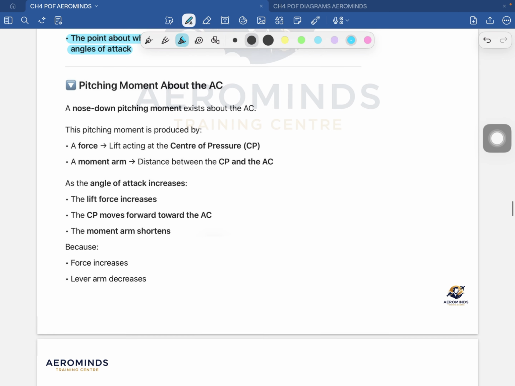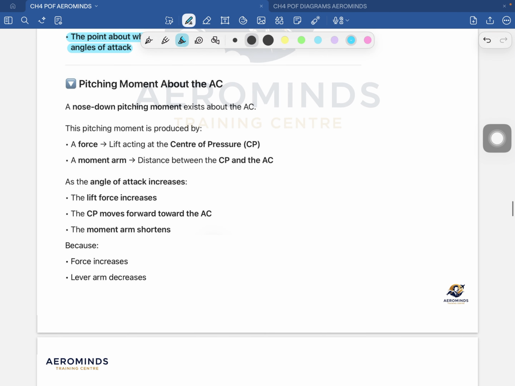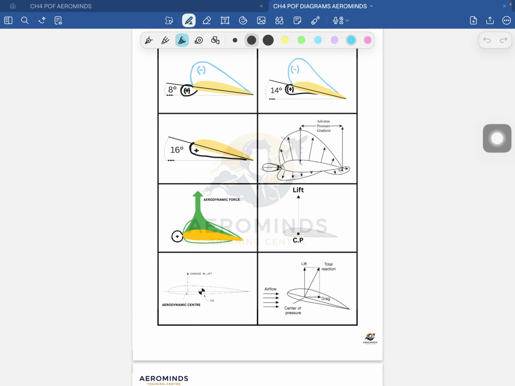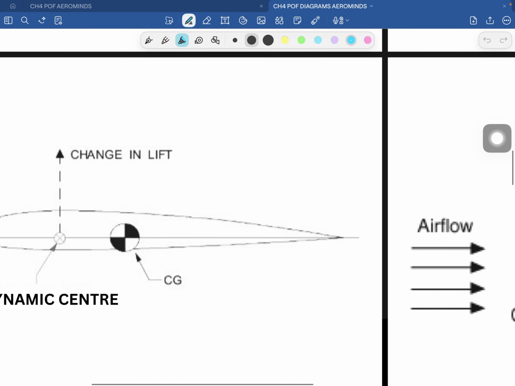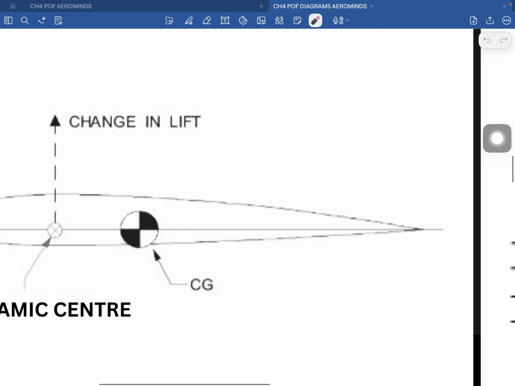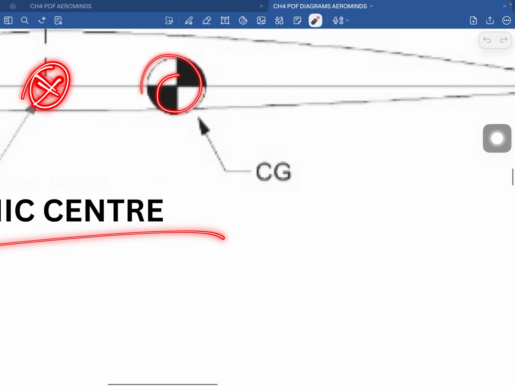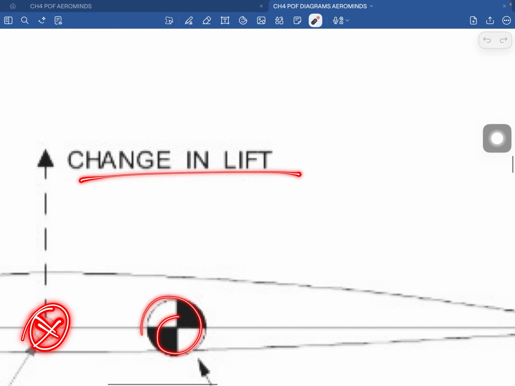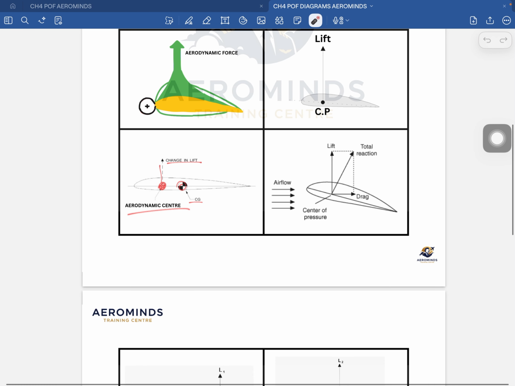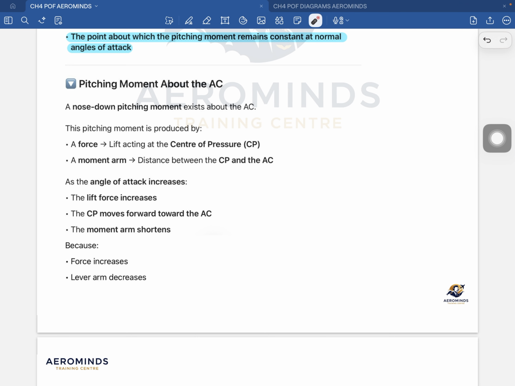Now comes the pitching moment about the aerodynamic center. We'll see the aerodynamic center first. So this is your image for an aerodynamic center. This is the aerodynamic center, and this is your CG, and this will be a change in the lift. We'll talk about the pitching moment about the aerodynamic center now.